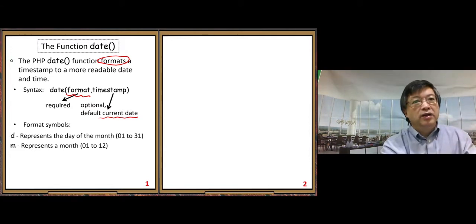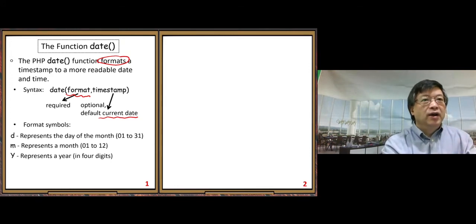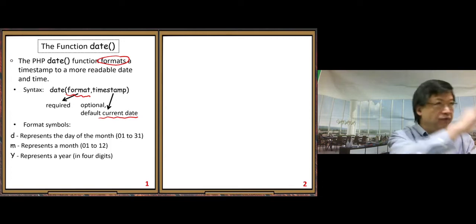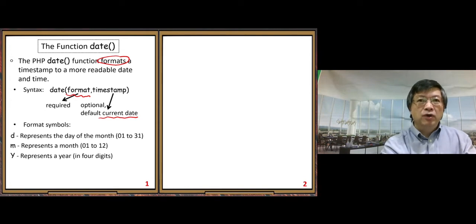Little m represents the month, as a 2-digit month. Single-digit day or month use different symbols, so you can see there are a large number of symbols to represent different formats. Capital Y is the 4-digit year. There is a 2-digit year and a 4-digit year, and the characters are different. Here we look at capital Y, the 4-digit year.